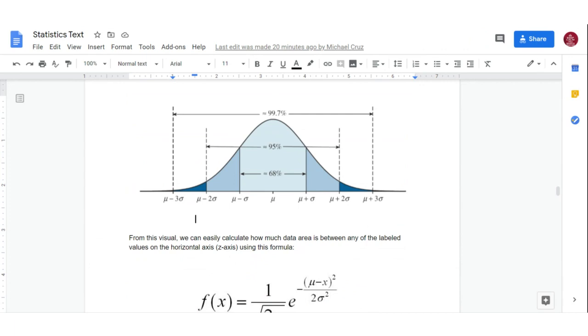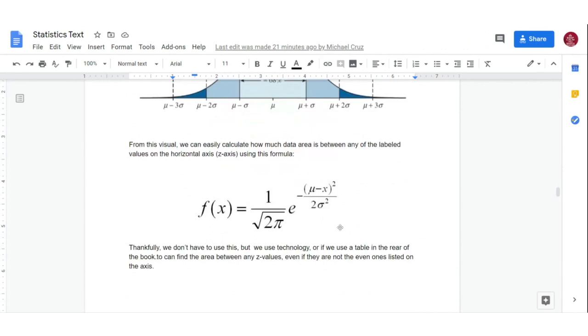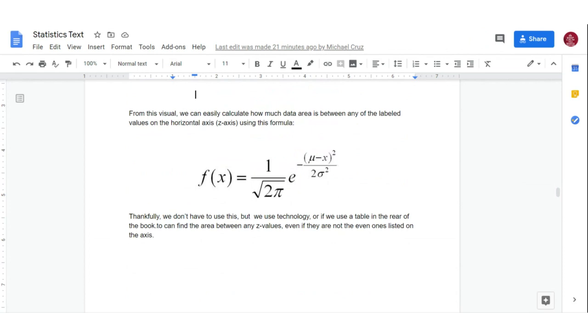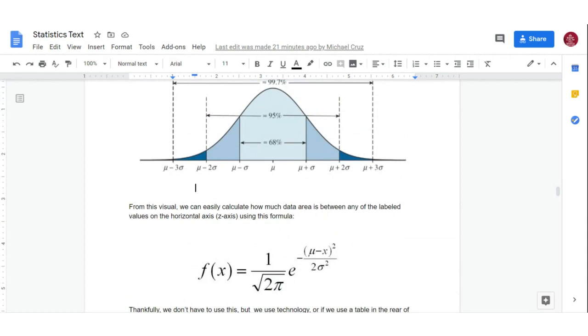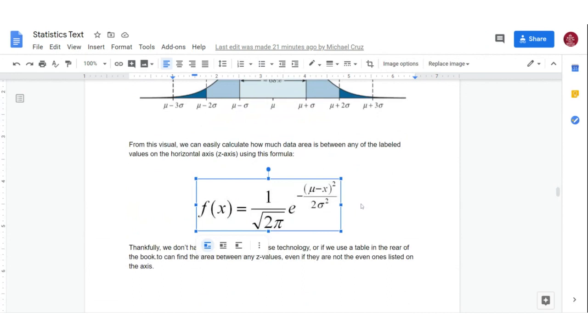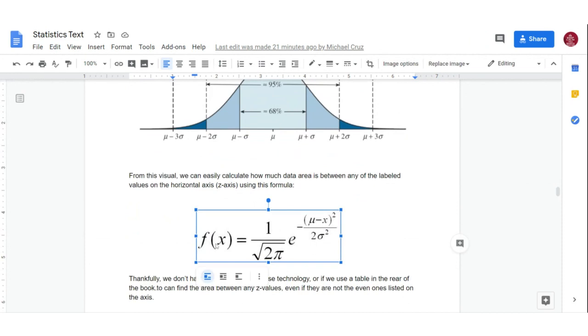Now, to try to scare you a minute, this formula right here is how you calculate it. Well, let me just back up. We may not necessarily want to know these nice even standard deviations. Suppose we wanted a standard deviation of 2.3 or negative 1.7. Well, you can't really use the empirical rule for that. So that's what this formula does: given any value or standard deviation, we could calculate this out and find out what the area is to the left of that.